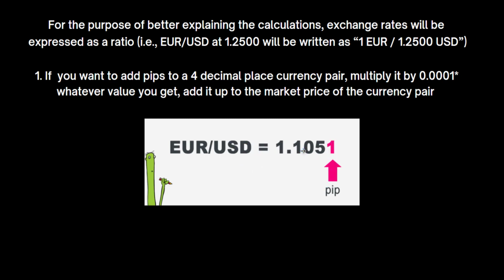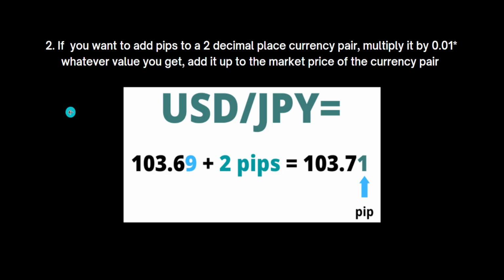Okay, so how do we calculate a pip? If you want to add pips to a 4 decimal place currency pair, you will multiply it by 0.0001. I will show you what that means. Whatever value you get, add it to the market price of the currency pair. And then the next one is, if you want to add pips to a 2 decimal place currency pair, multiply it by 0.01. Whatever value you get, add it to the market price of that currency pair. So look at this.